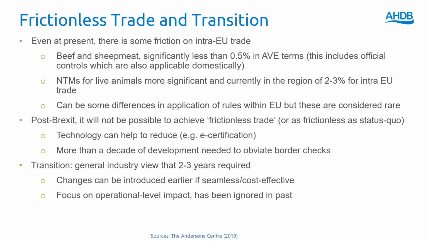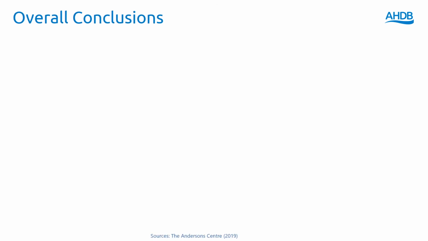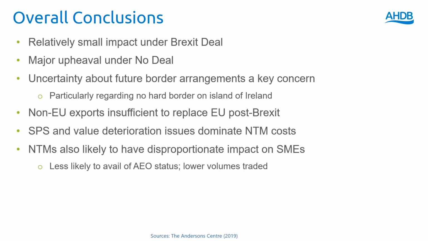So looking at some overall conclusions from this study, we can see a relatively small impact under a Brexit deal scenario, but there is potential for major upheaval under a no deal when we take tariffs and non-tariff measures into consideration in particular. We've mentioned a number of times the border arrangements, particularly those regarding no hard border on the island of Ireland. They are of concern. They could have a significant impact on post-Brexit trade as well, of course.